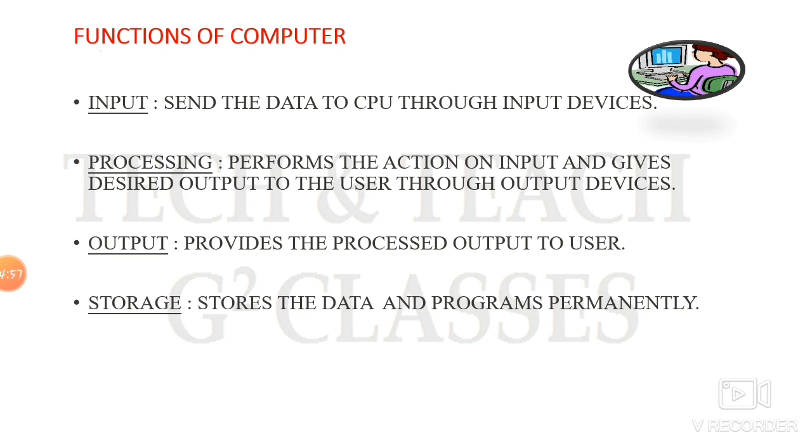Output is what you are seeing through the monitor; that is your output. Storage: if you want to store that, you can download it and store it on your device. For example, input is like when you are typing some words or any data or giving any instruction to the computer; that is the input.